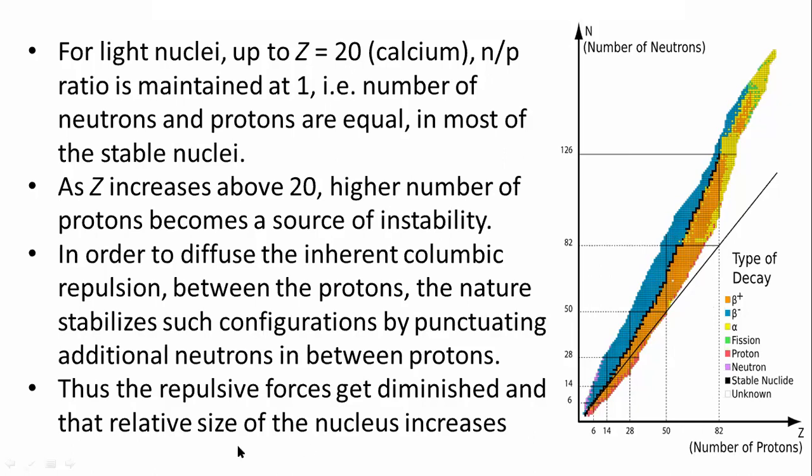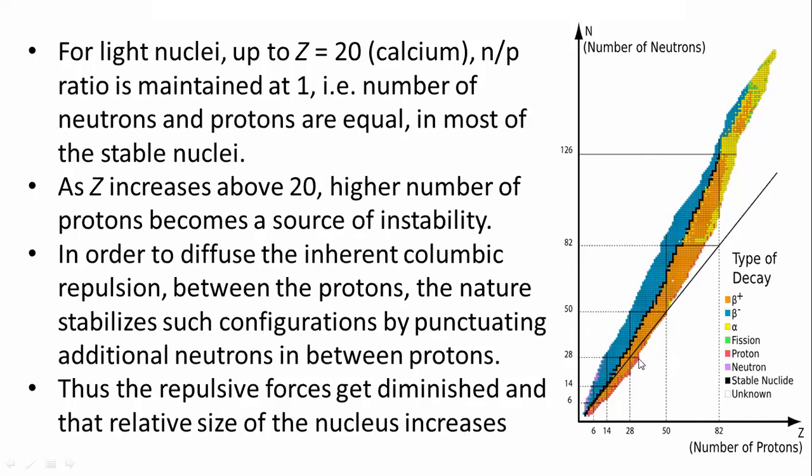And thus, the repulsive forces get diminished or minimized, and the relative size of the nucleus increases. Of course, when there is an increased number of protons or neutrons, the size of the nucleus will be more. These are some of the basic principles we have defined over here: the relationship between the number of protons and the neutrons among all nuclides available in nature. And this is the brief description we have defined.